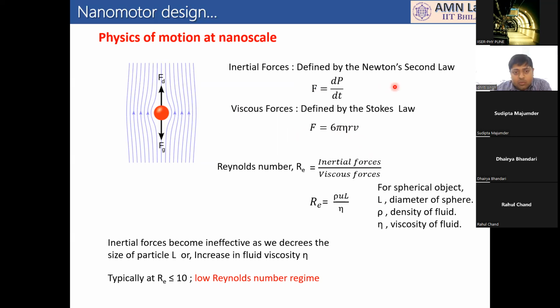So in this case, suppose we are not changing rho, V and eta, and we are just changing L. We are reducing L from, suppose, 1 meter to 1 micrometer. So it is going to be reduced by 10 to the power 6 times. In that case, this L will be reduced significantly.